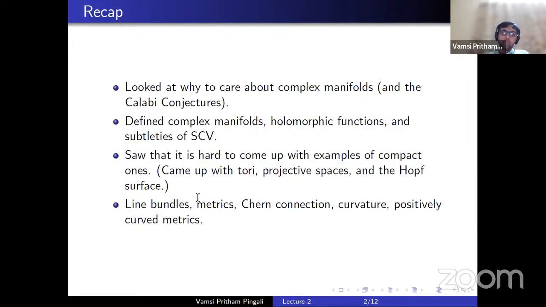Then we wanted to answer the question of when exactly a compact complex manifold is secretly a submanifold of projective space. To this end, we defined holomorphic line bundles and came up with a very canonical example, namely the O1.